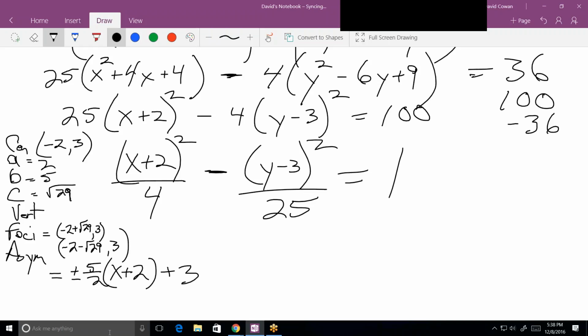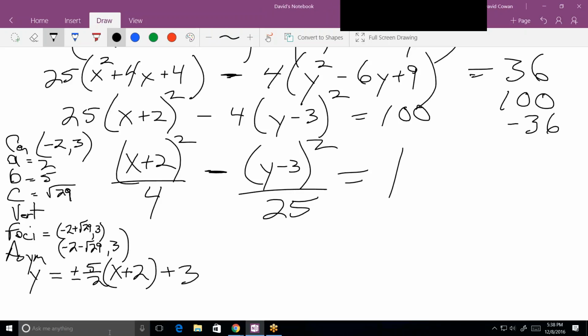Those asymptotes are straight lines, so I need a y over there also. I can't just say asymptotes equals that. The asymptotes are straight lines, and this is the equation of both of those straight lines.